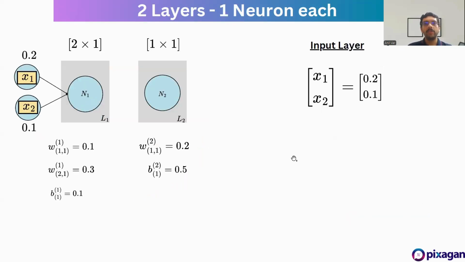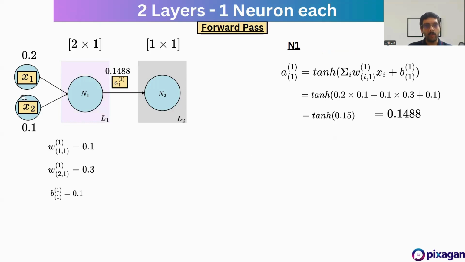So let's take this simple two-layer neural network where each layer has one neuron. I'm giving you the weights for each of these. Layer one has two inputs coming in, 0.2 and 0.1, which means it has two weights and a bias. Layer two just takes the output of layer one, which has only one neuron. So neuron two has just one weight and a bias. And the input, if you write it as a layer, we're writing this as a column vector, is 0.2 and 0.1. So let's take the forward pass now.